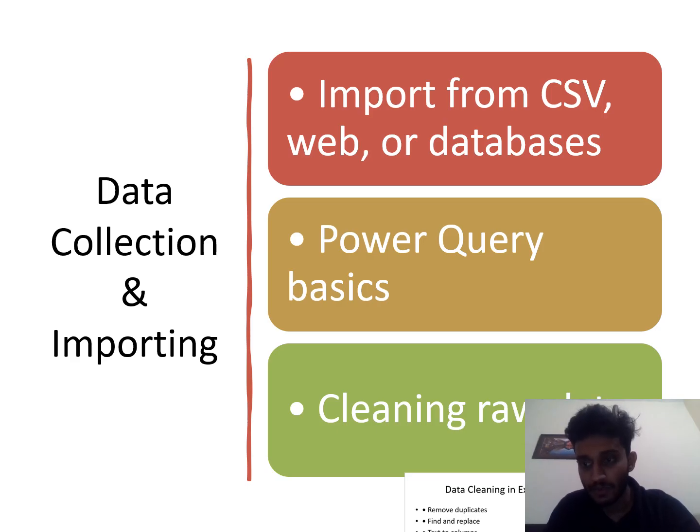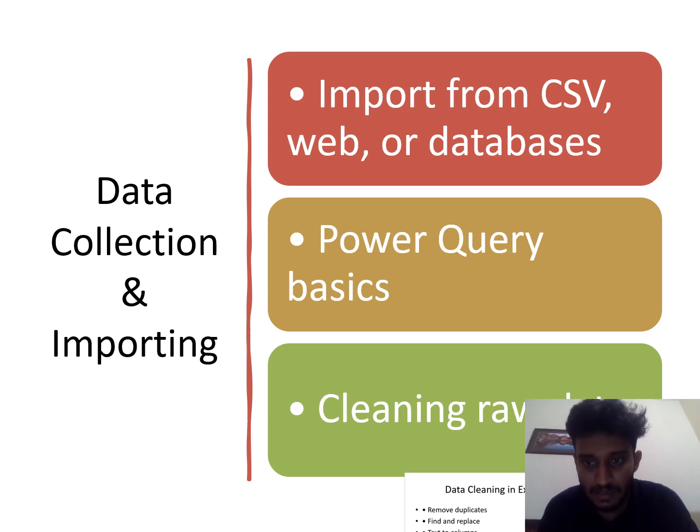The Get and Transform feature helps you load and shape data before analysis. You can also link Excel with tools like SQL, SharePoint or Access. It's important to ensure data is up to date and accurate. Properly collected data reduces the chances of errors during analysis. Excel also supports refreshing external data automatically. The better your data input, the better your final insights.